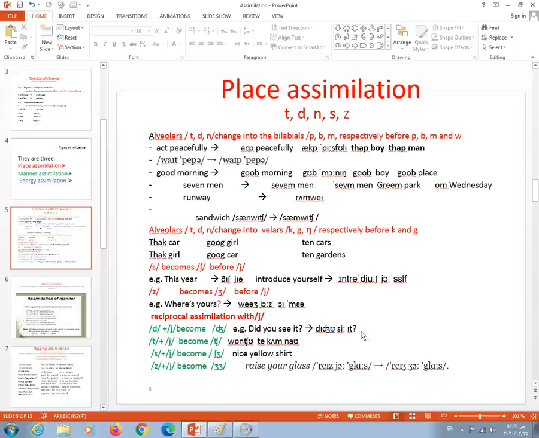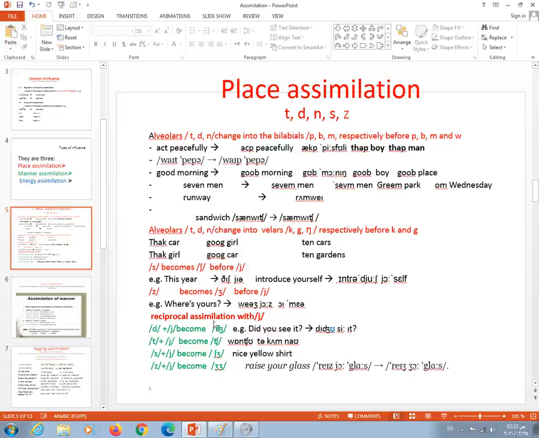Did you see it? Okay, here, what happens is j. Did you: j replaces both d and ya. So instead of saying did you see it, no, did you? So the j replaces d and ya.